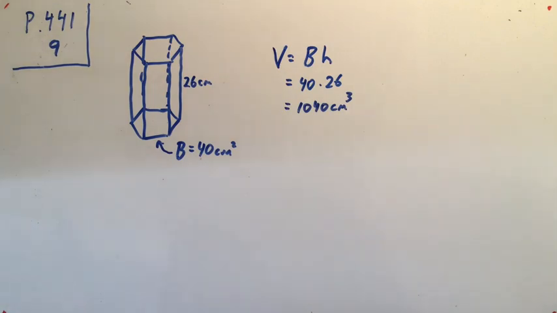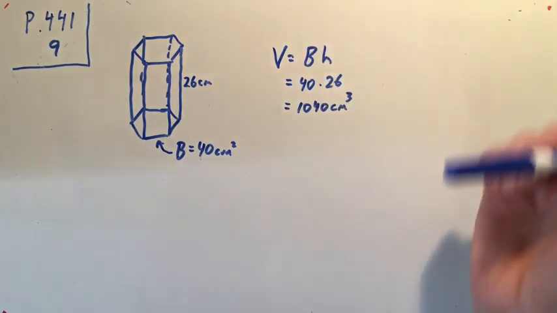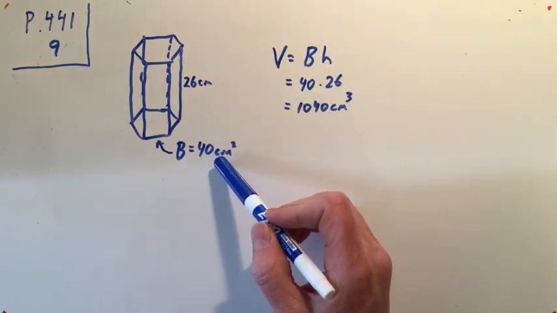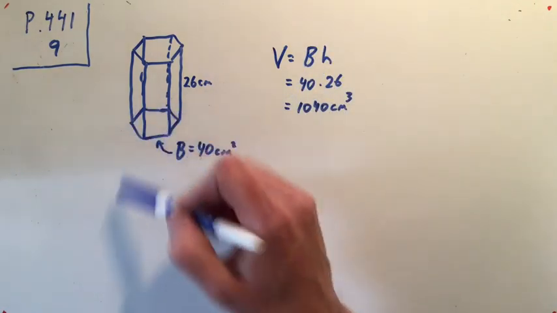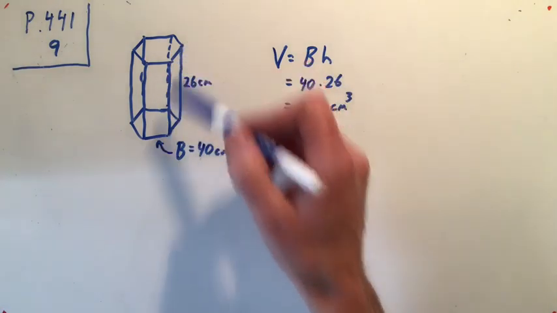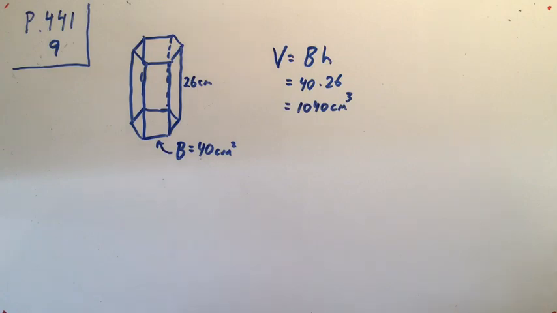Okay, in number 9, we're trying to find the volume of this hexagonal prism, and we haven't had to do anything like that really, but the nice part about it is all volumes for prisms are the same. It's the area of the base times the height. They've actually done a lot of the work for us. They've told us the area of this base is 40 centimeters squared, so I don't have to do any calculations to find that area. So all I really have to do is do 40 times the height, which is 26, and that gives me 1,040 cubic centimeters.